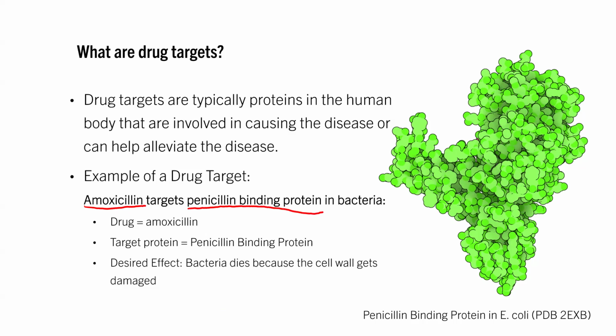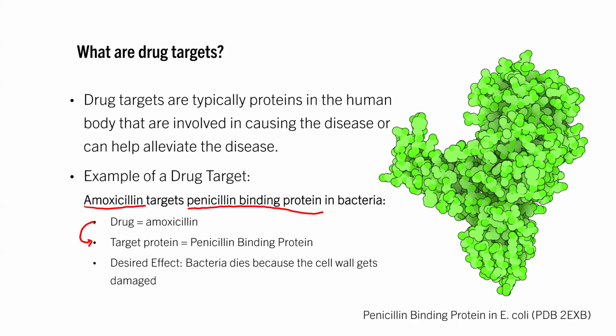Okay, so the drug here is amoxicillin. The target protein is the penicillin binding protein. Now, the desired effect of taking this drug and applying it to this target is that the bacteria is going to die because the cell wall gets damaged by this drug binding to the target protein. Okay, so when we're talking about drug design, and we will proceed through this over the course of the semester, think about what is the drug and what is the target.